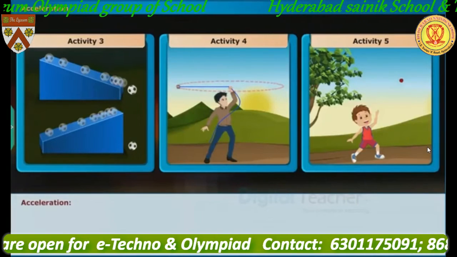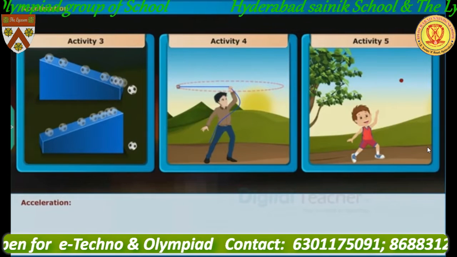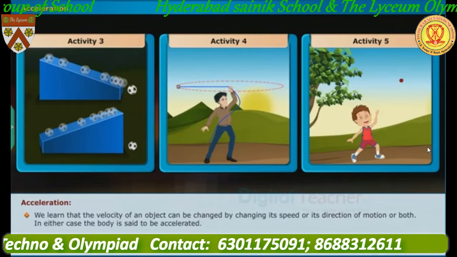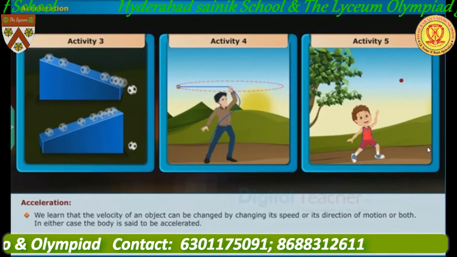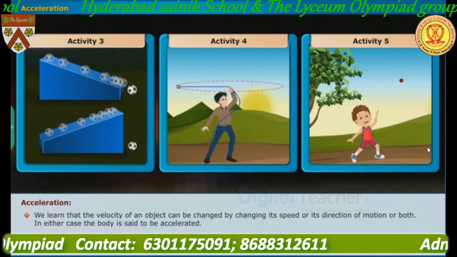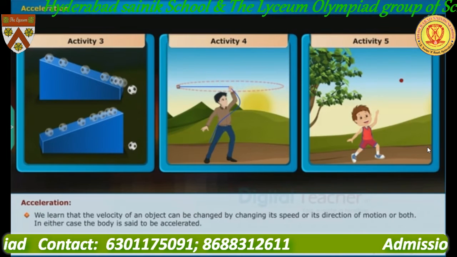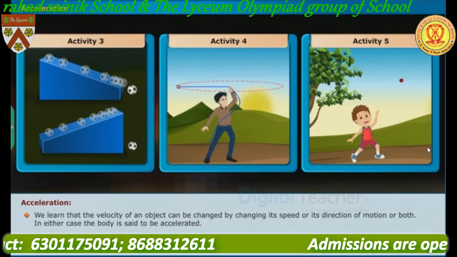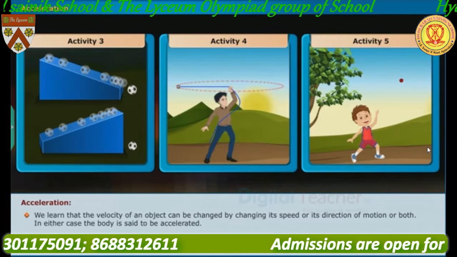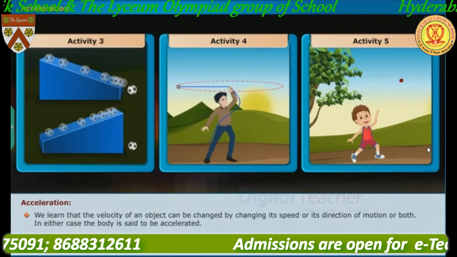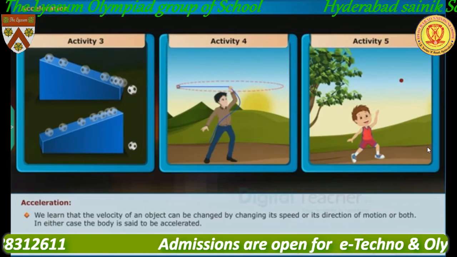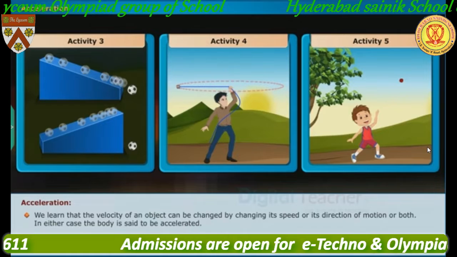Now, let us learn about acceleration in detail. We learned that the velocity of an object can be changed by changing its speed or its direction of motion, or both. In either case, the body is said to be accelerated. Acceleration gives an idea of how quickly the velocity of a body changes. We experience acceleration many times in our day-to-day activities.